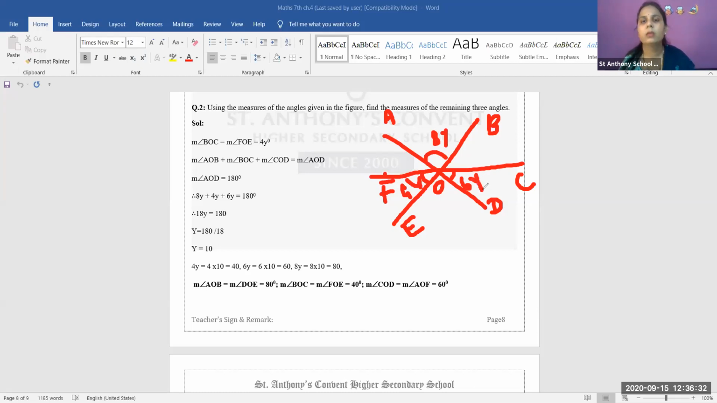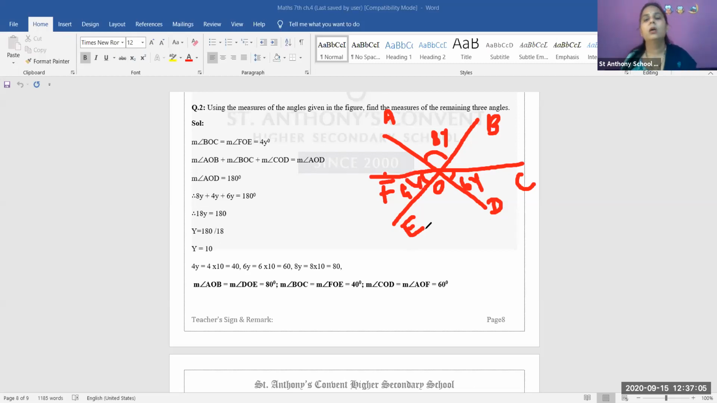Now, using the measures of the angles given in the figure, find the measures of the remaining three angles. Angle FOE is equal to 4y, angle COD is equal to 6y, and angle AOB is equal to 8y. The remaining angles are FOA, BOC, and EOD. So we have to find the measurement of these three angles.